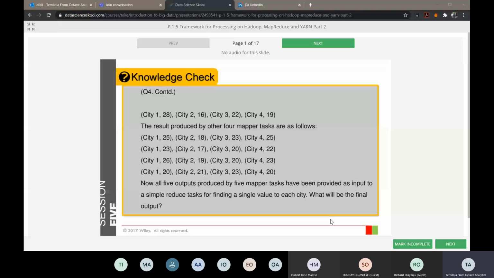Aggregates the value for a particular key. Can anyone help with that? It's quite simple. City 1, what's your answer? Okay, it's going to be 28 and 21 for city 1 and city 2, since we're getting the maximum temperatures. Okay, 28 and 21, since we are getting the maximum temperatures.